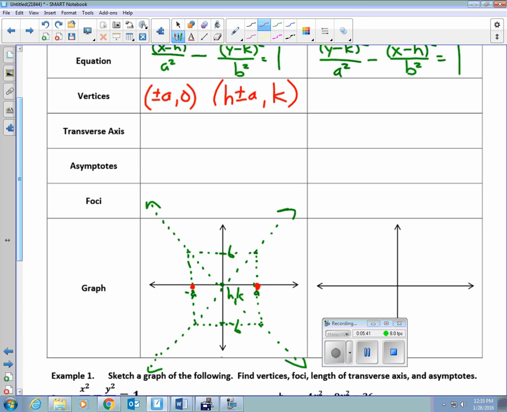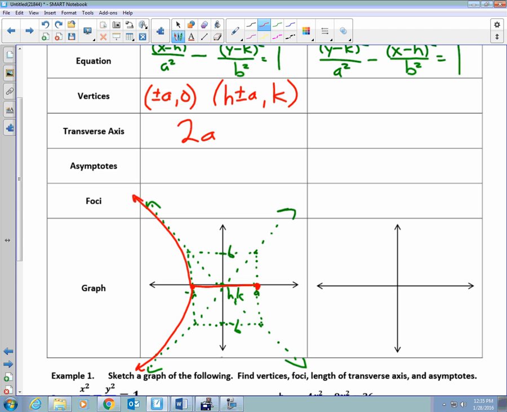The length of the transverse axis is the distance between the vertices. What's the distance between the vertices? 2a. The asymptotes are the imaginary lines that the graph approaches but never touches. It does go through the vertices. And so the graph looks like this. This is the shape of a hyperbola. It has a curve, goes through the vertices, and it heads off towards the asymptotes.